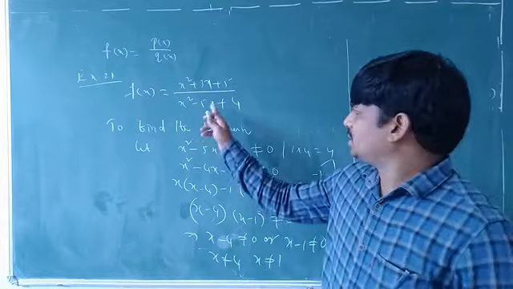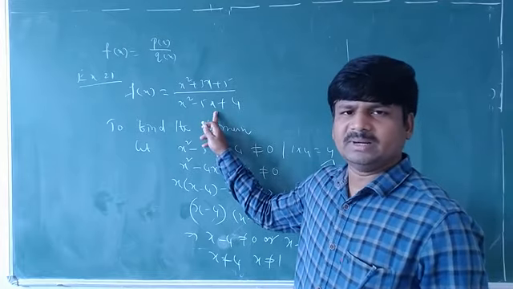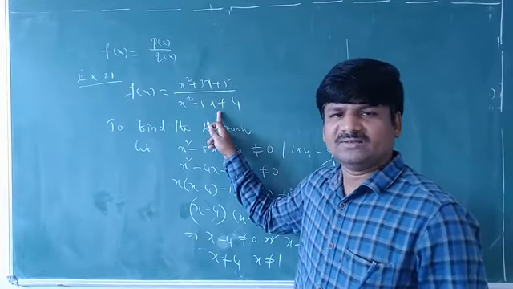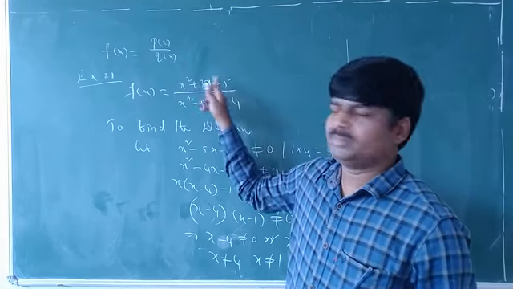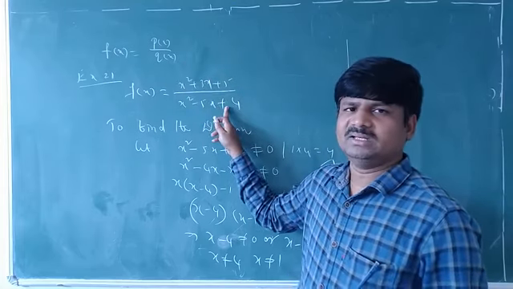If you get denominator 0, what must that be? The function is not defined. You cannot take it. What is the function? It is of the form p of x by q of x, so it is a rational function. So to find the domain, the denominator must be not equal to 0.